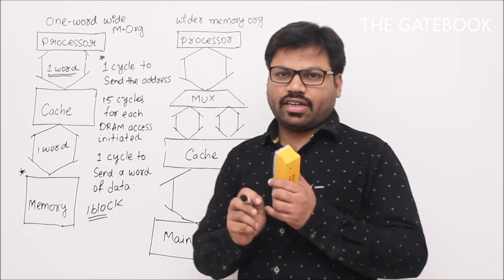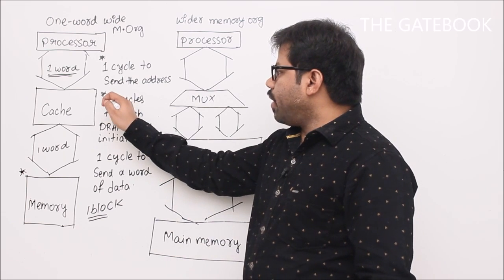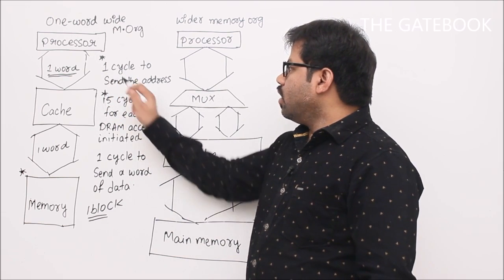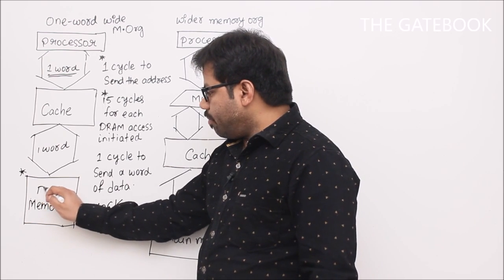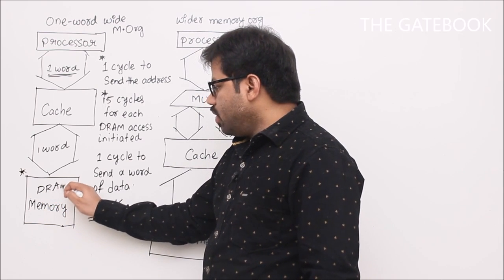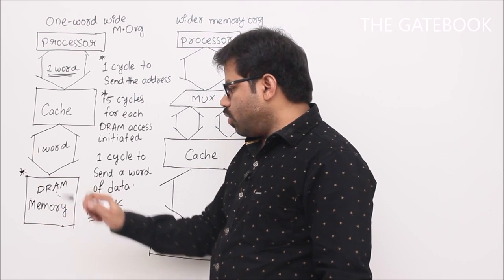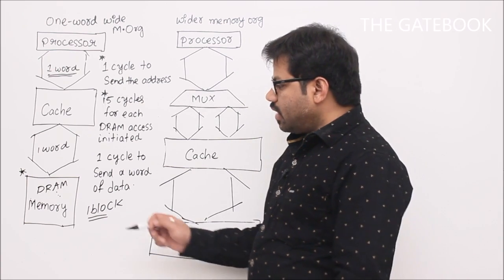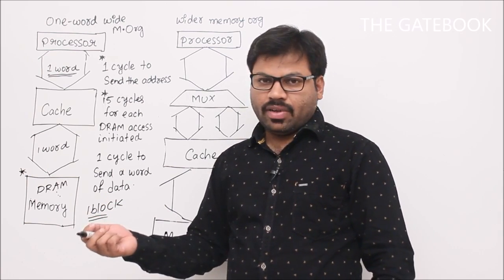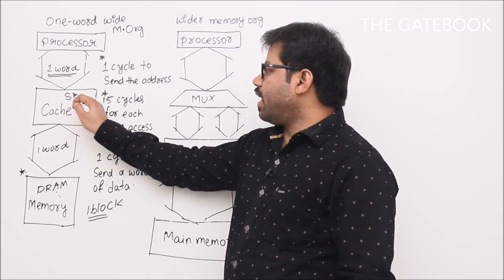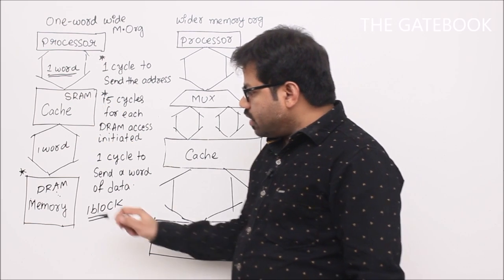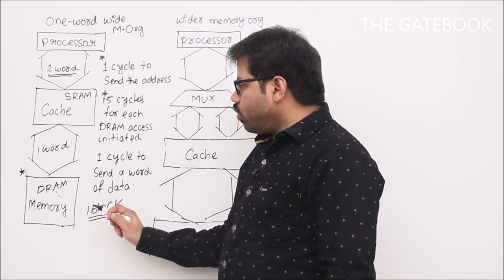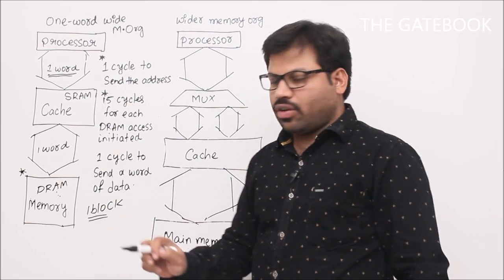How much time will it take? For that I am using these three parameters. The first is to send the address, because recall, this is DRAM, that means dynamic RAM. We don't really require many details about this technology. Just understand that memory is made of DRAM and cache is made of SRAM, static RAM. To fetch data from memory, we have to specify the address and send it.